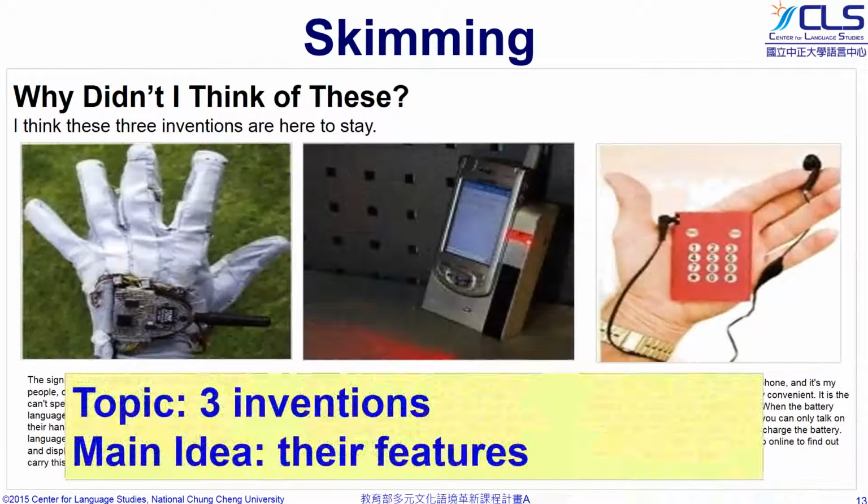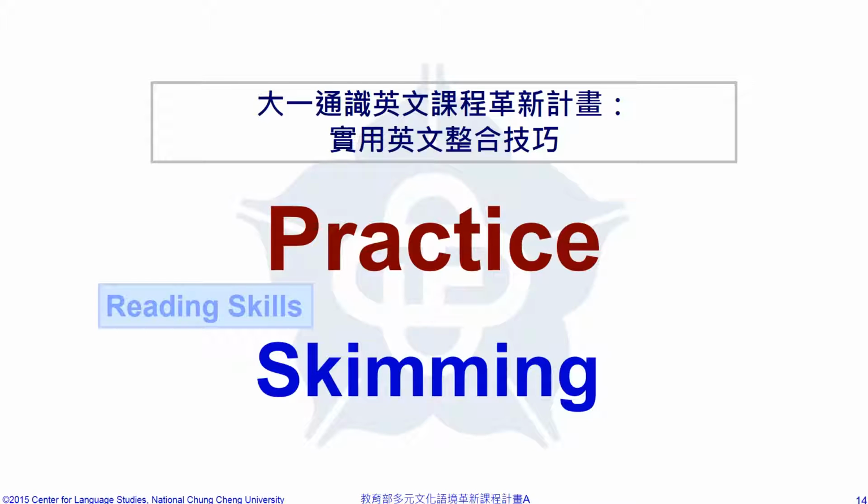So, from the title, subtitles, and the pictures, we know that the topic of the reading passage is about three inventions, and the main idea is the features of the three inventions. Now, let's try to practice what we've learned.